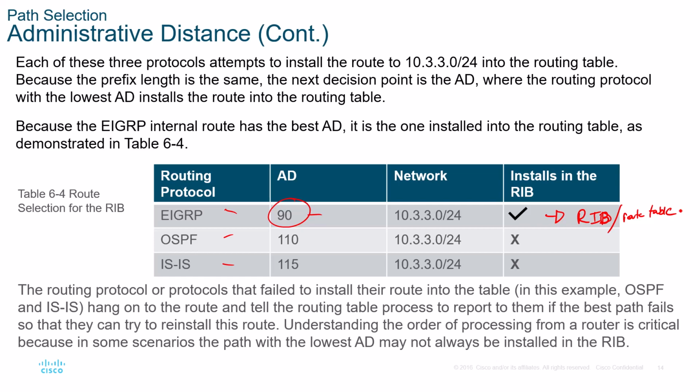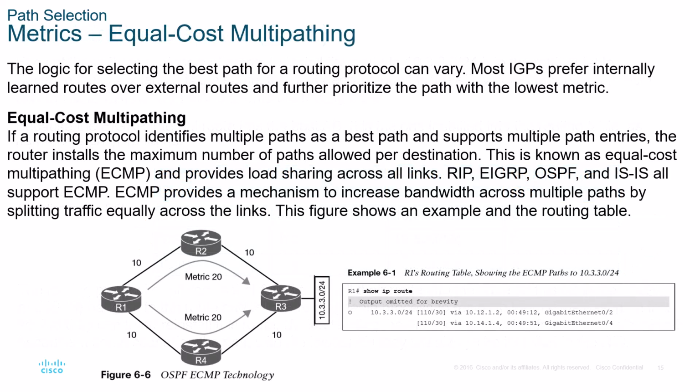The routing protocol or protocols that fail to install the route will hang on to the route and tell the routing table process to report them if this path fails. So these become alternate or backup routes. So if this path ever fails, we have alternates. We have backup options. So a good question is, what happens when there is equal cost multipathing? What happens when the paths are the same and the routes are the same? So we do need to be mindful of this.